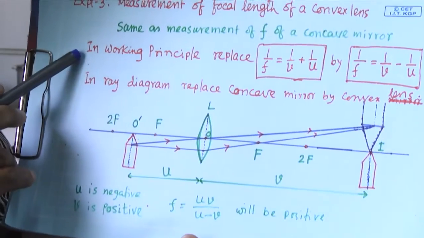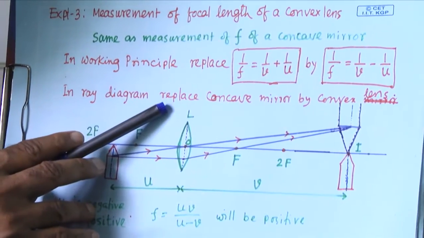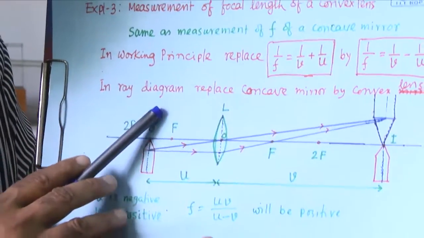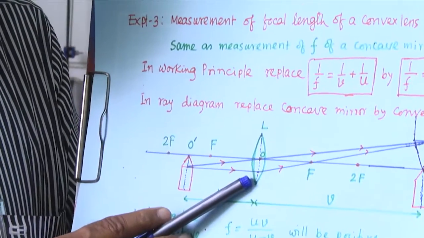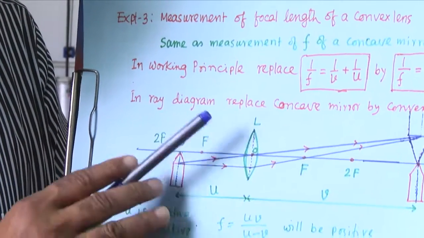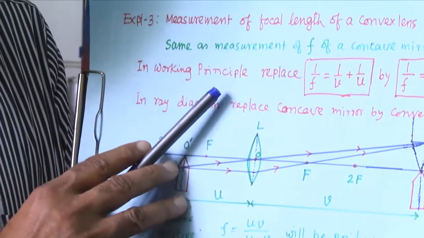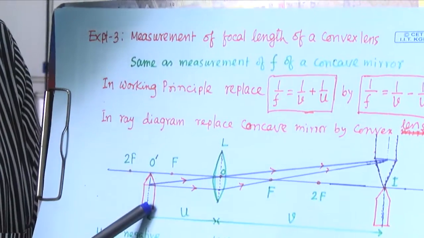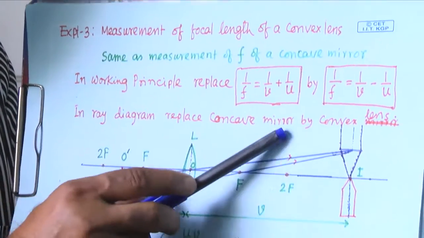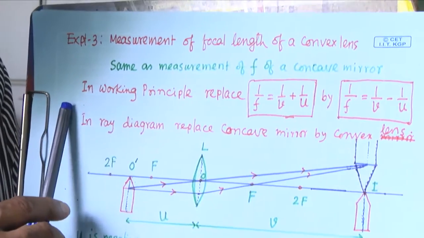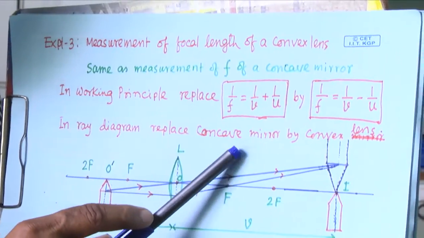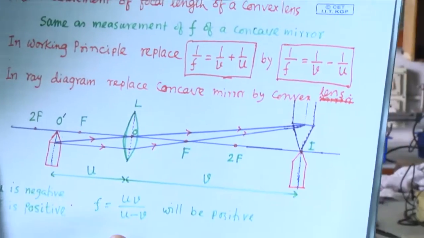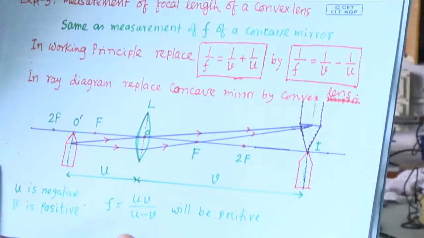And in the ray diagram we will replace the concave mirror by the convex lens. So what I am trying to say is that the procedure is the same; only in the working formula you use this lens formula, as well as the ray diagram we drew in the case of the concave mirror. There you just place this convex lens. Okay. So, basically this ray diagram will be like this.